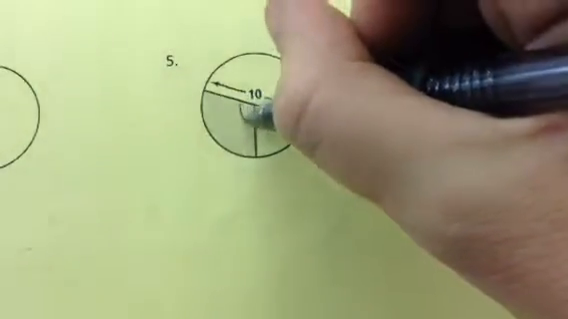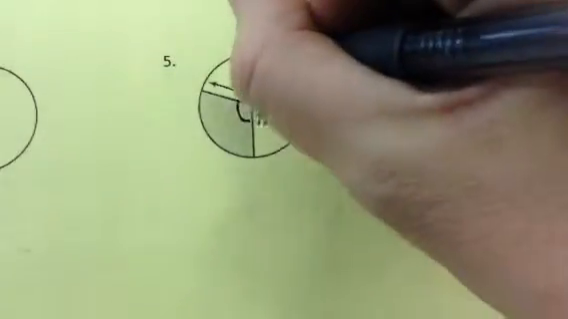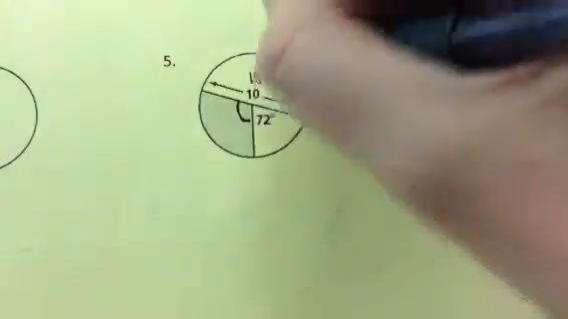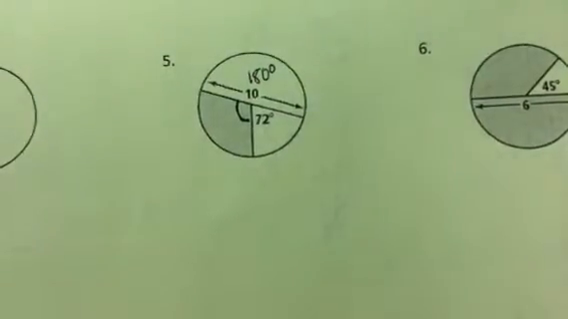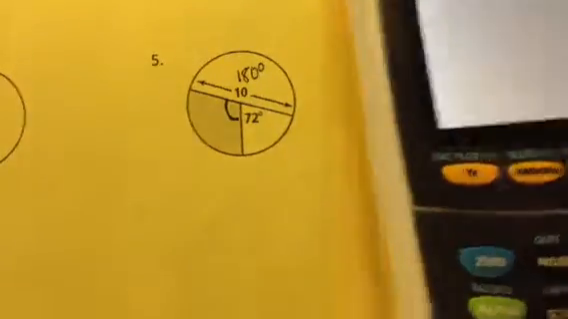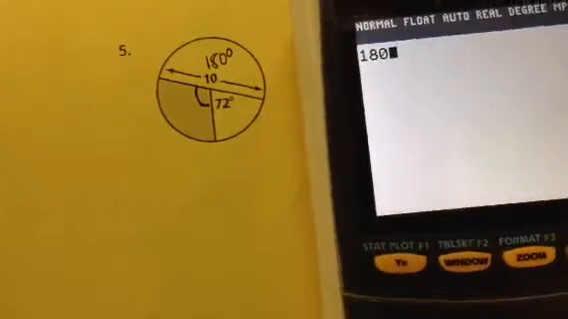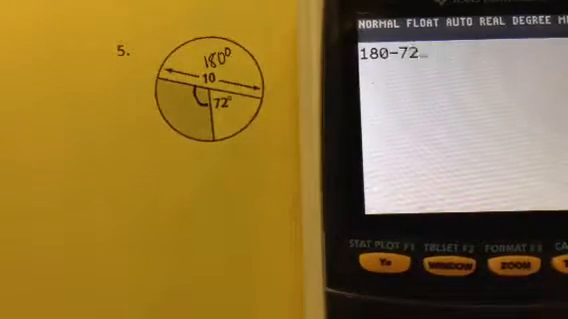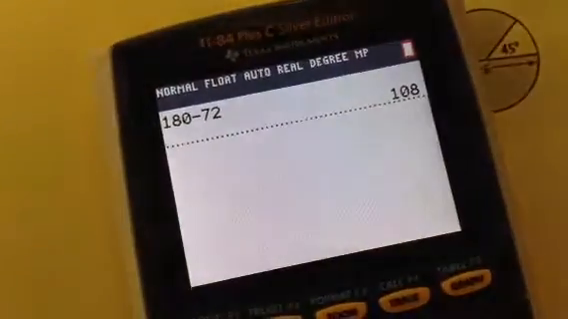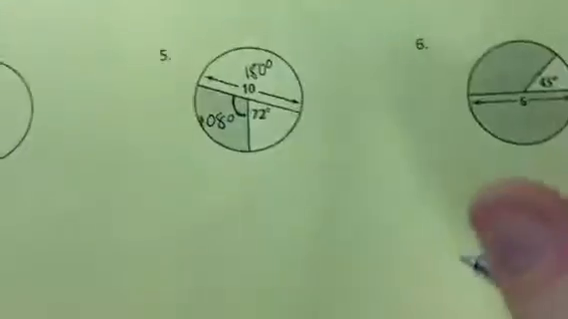So what we need to think about first is what is the central angle? So if this is 180 degrees on this side, we can tell that's a semicircle. We did say anything that looks like a line, we can assume is a line. And then that leaves us 180 on the other side. If we subtract 72, we get 108. So this angle should be 108 degrees.